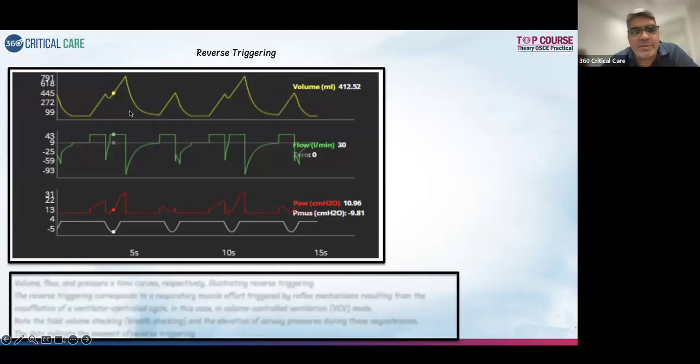This is because of activity of the diaphragm in response to the air going into the lung from the ventilator, triggering the diaphragmatic contraction.